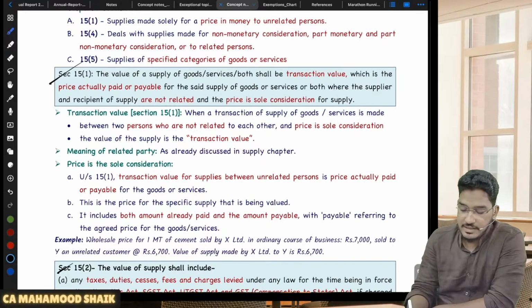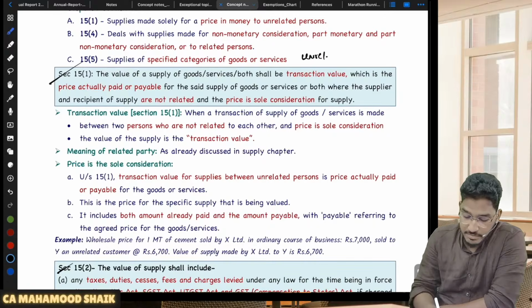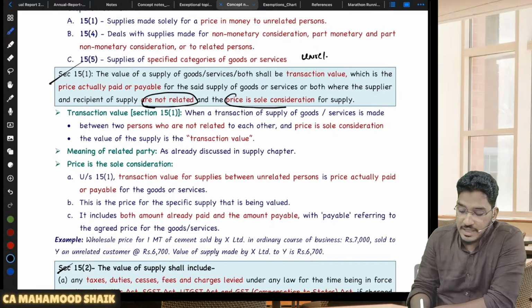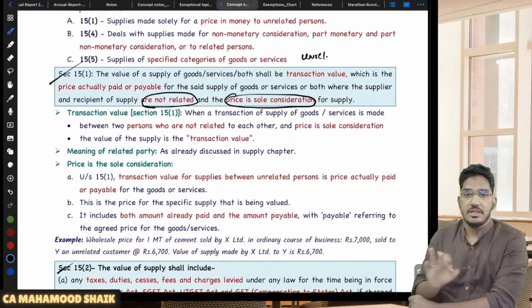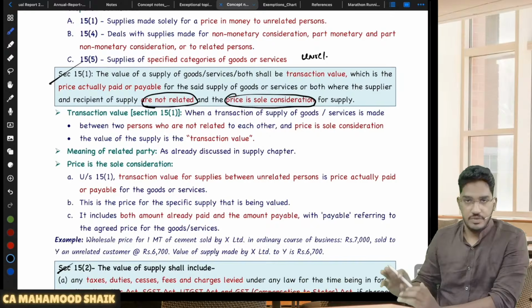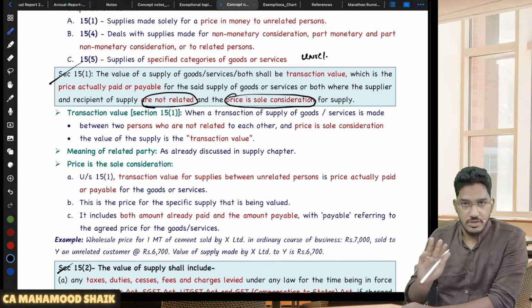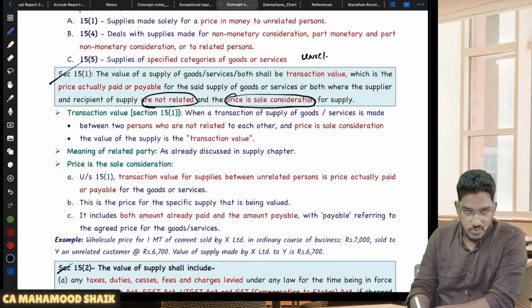15 subsection 1 says that whenever the supply is happening between two unrelated persons, when the supplier and recipient both are unrelated, and where price is the sole consideration, price is the only consideration, apart from that no other consideration you are getting. So when supplier and recipient both are not related and price is the sole consideration, then transaction value itself we will treat it as value of supply.